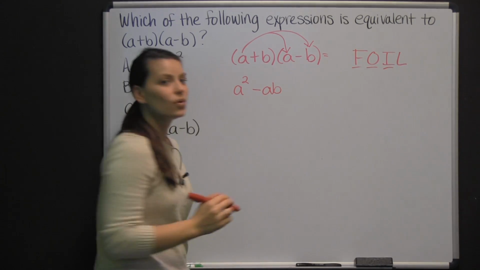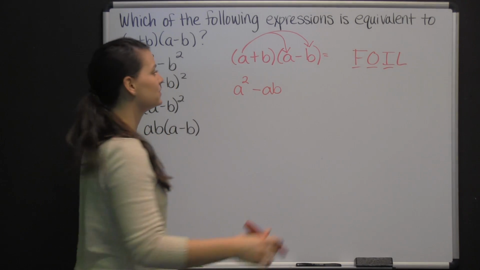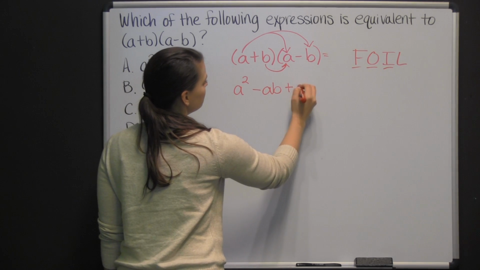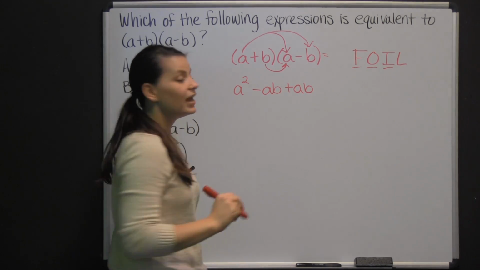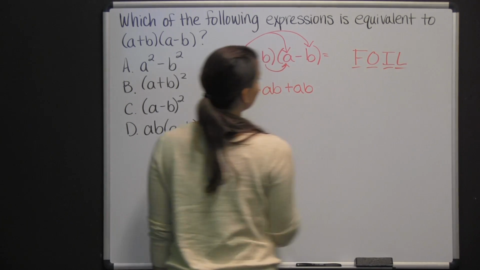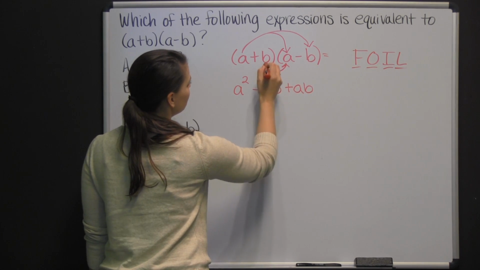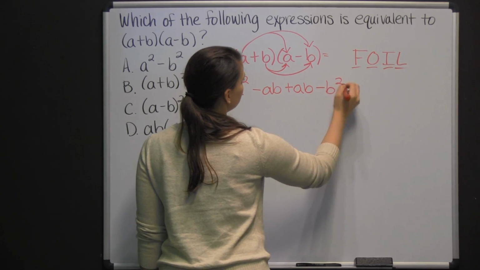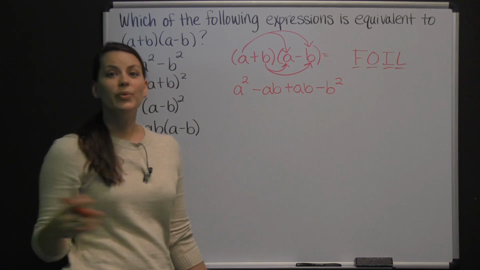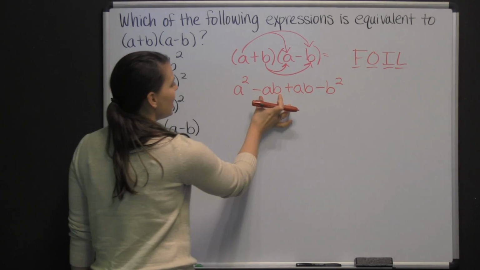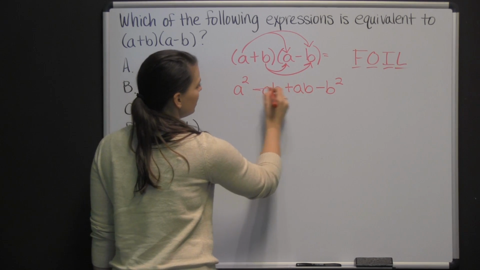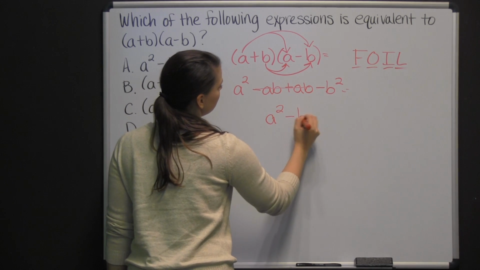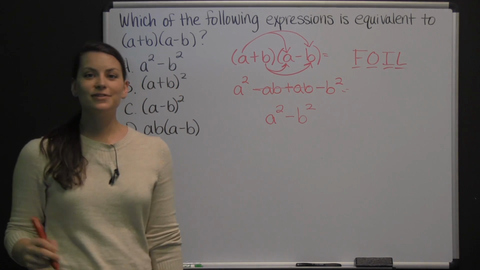I stands for inner or inside, so the 2 inside terms, which would be this positive B and positive A. B times A is AB or BA. And then finally the L stands for last. So we multiply this last term in each binomial, positive B times negative B or negative B squared. Then we would combine like terms. Negative AB plus AB, those actually cancel each other out. So what we're left with is A squared minus B squared. And that's the difference of squares rule.